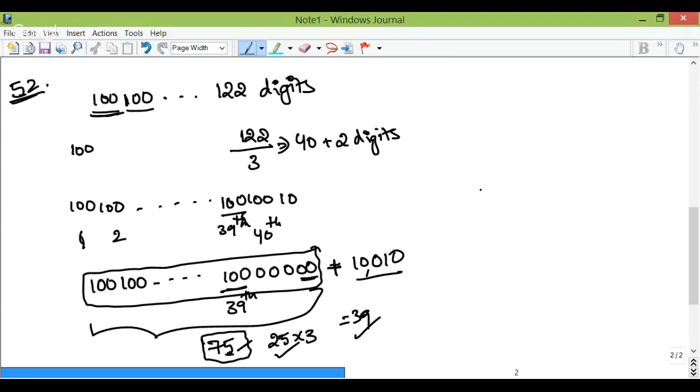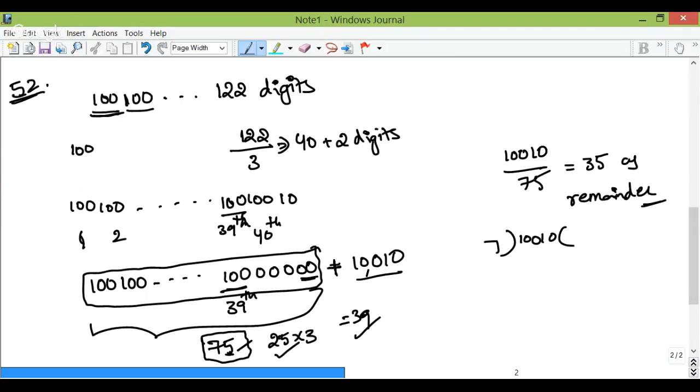Now when you divide this by 75, you'll get exactly 35 as the remainder. Go with the traditional division method. That is 100 by 75.